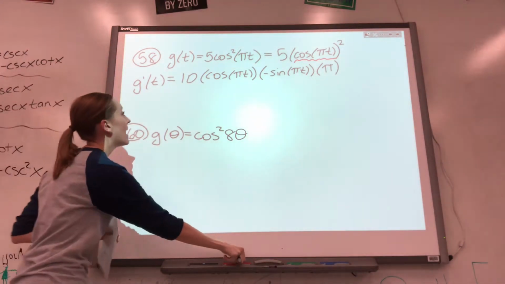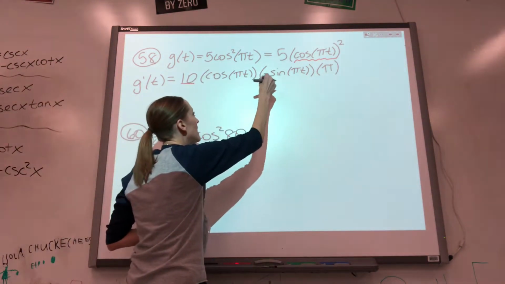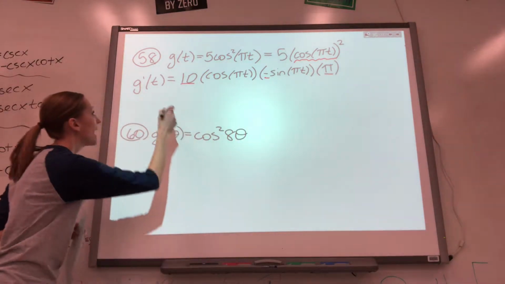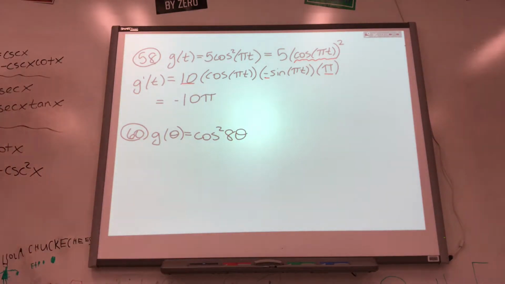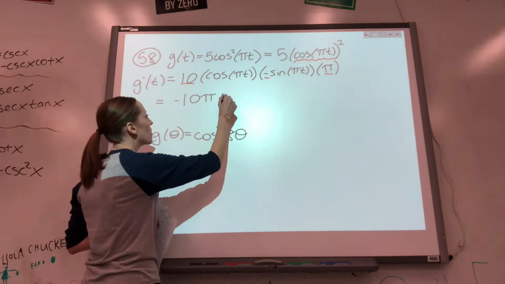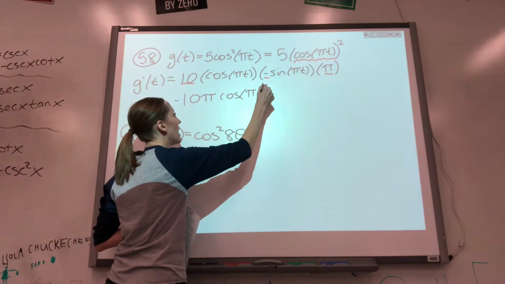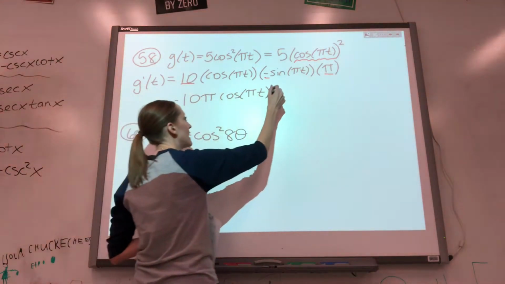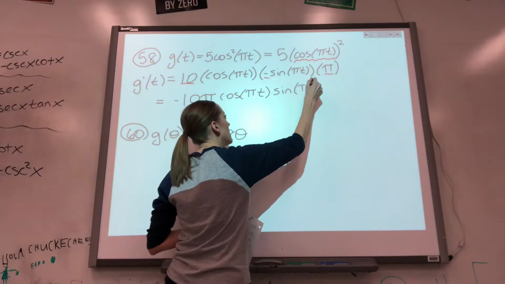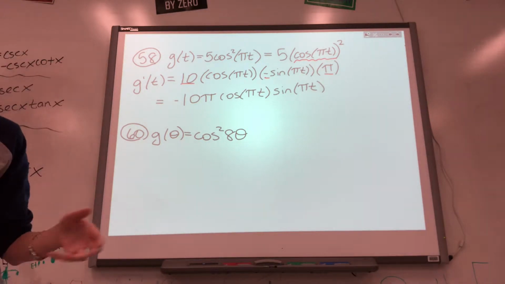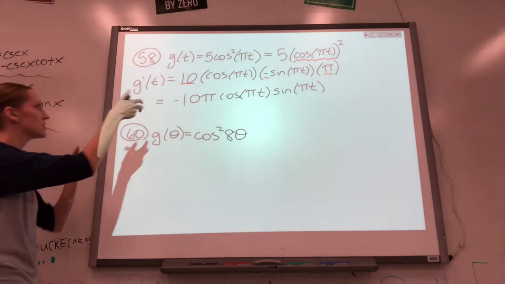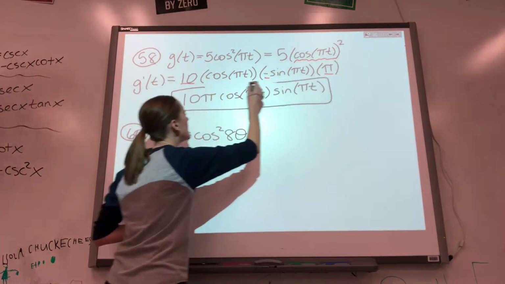So to simplify it, I've got a 10, a negative, and a pi that I could pull out front. So that'll very nicely become a negative 10 pi. And after that, everything else is getting multiplied. It doesn't really matter what order you put all this in. I'm just going to leave it with the cosine of pi t and then the sine of pi t. You can't really factor anything out anyway. It's not like it's a sum or a difference. It's just everything multiplied together.